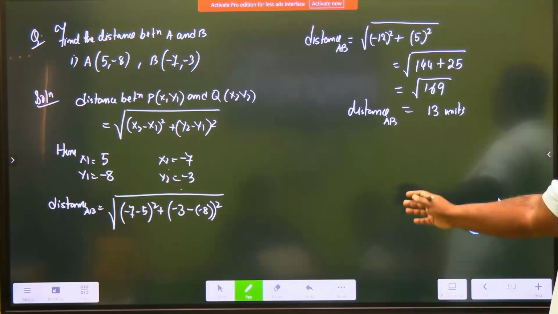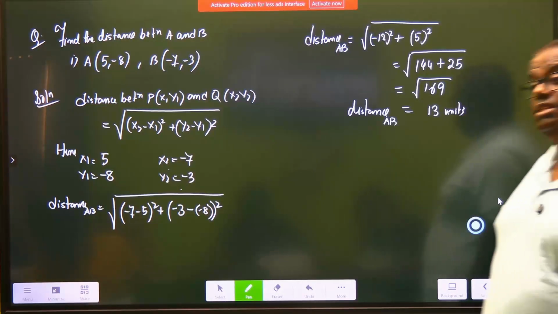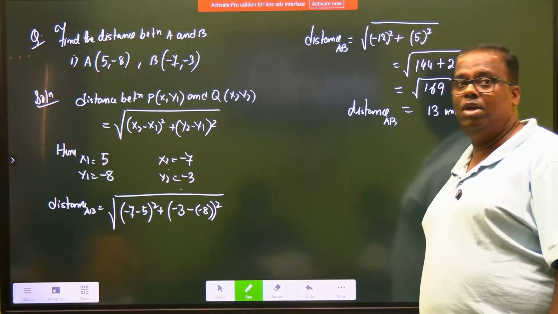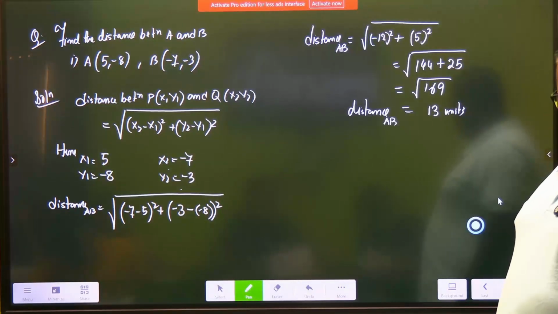Anyone has doubt in this type of problem? So what did we learn in this type of problem? The only thing we have to do is take care of the signs. If you are going by y2 minus y1, you will go by x2 minus x1. Clear? Shall we go ahead?